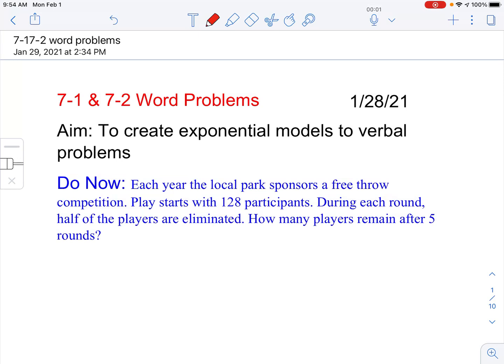Welcome to my video on 7-1 and 7-2 word problems. Today we're going to be making exponential models for certain verbal problems and talking about the vocabulary words that go along with each. So for the do now, we'll start with the word problem that you probably could figure out without using exponentials.